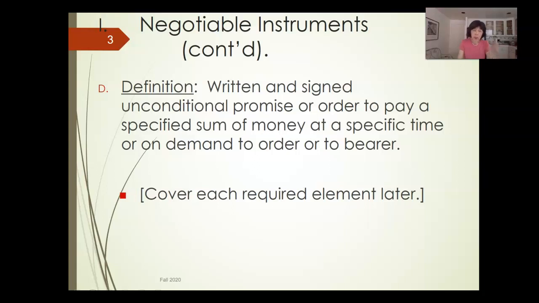So, a definition of a negotiable instrument includes these things: a written and signed unconditional promise or order to pay a specified sum of money at a specific time or on demand to order or to bearer.